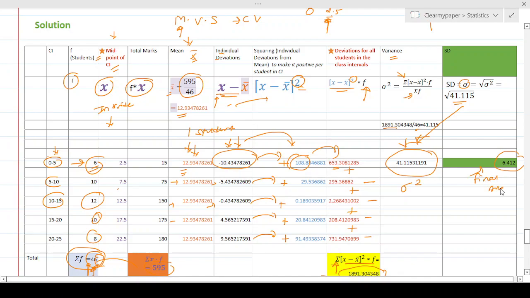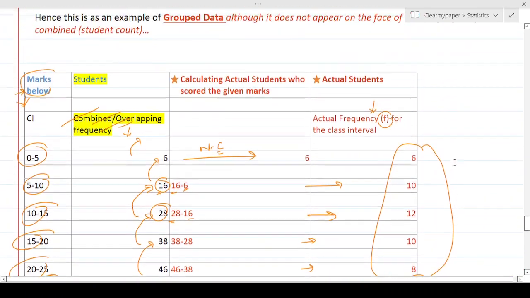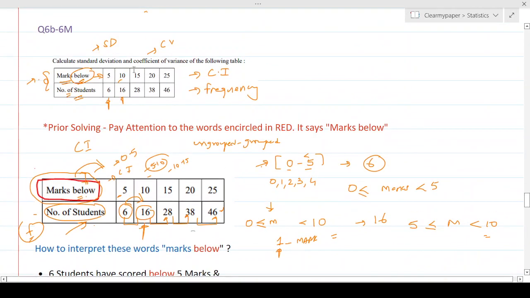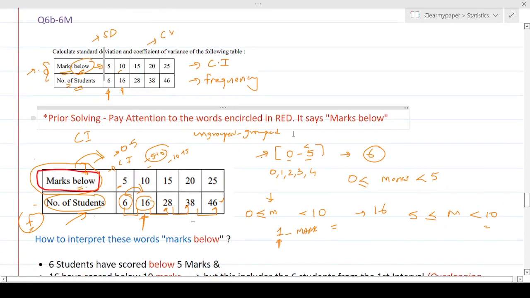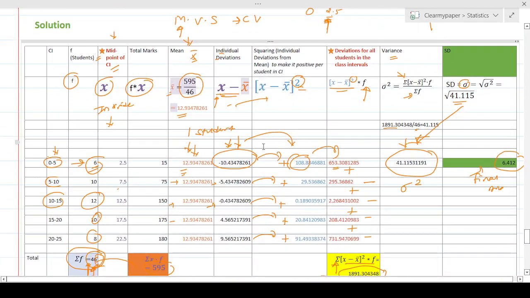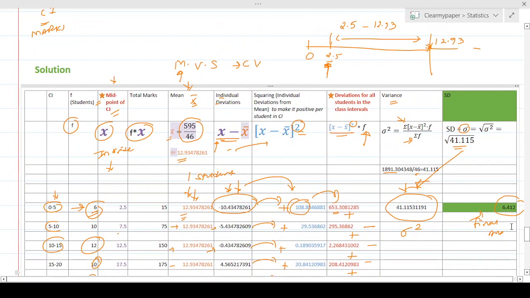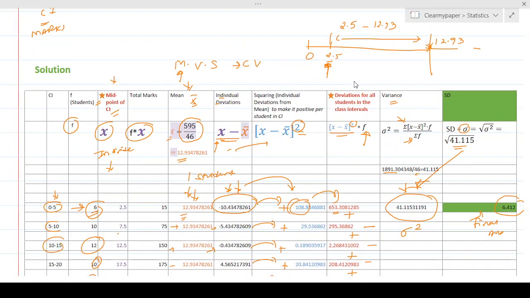So the answer to this question is, for standard deviation, the first part is we need to find the CV also, but for the standard deviation, the answer is 6.412. And like I explained, these 2 steps are very important, where we need to multiply by the frequency. We normally forget that, so I put an asterisk in red color.